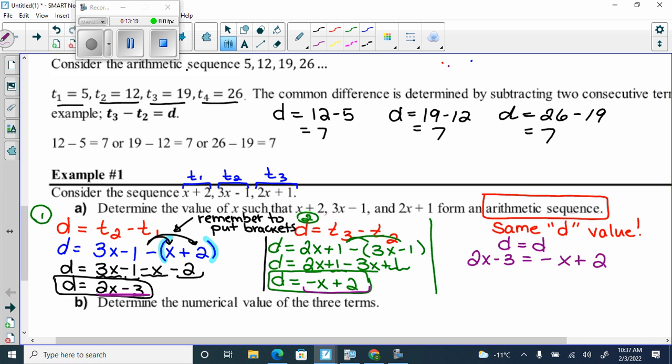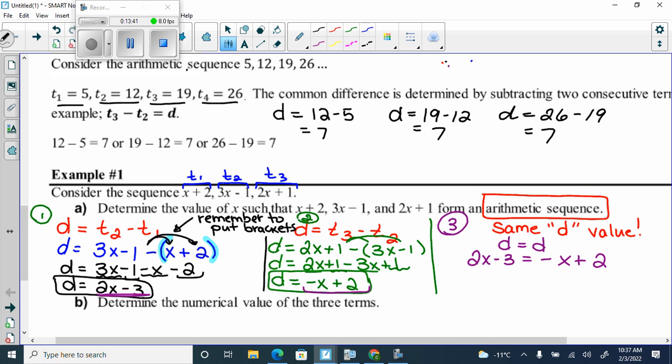That's the third step. That's one that everyone forgets to do. Because if one of them equals D and the other one equals D, that means they both equal D, correct? Which means they're both the same value, are they not? They just happen to have x's in them. So once you set them equal, you can now solve. You need to isolate an x, so you need to move one of the x's. That's your step 3.